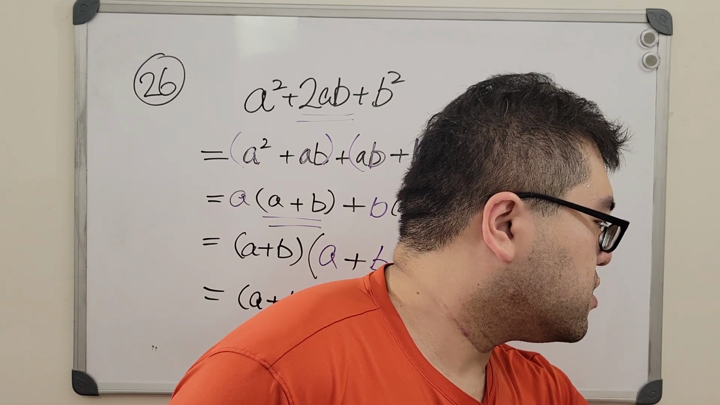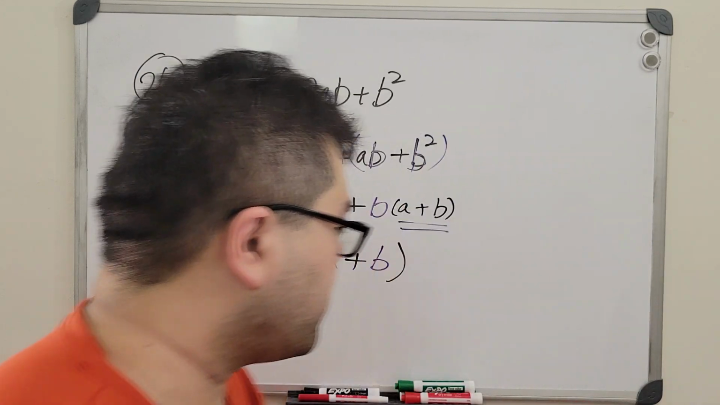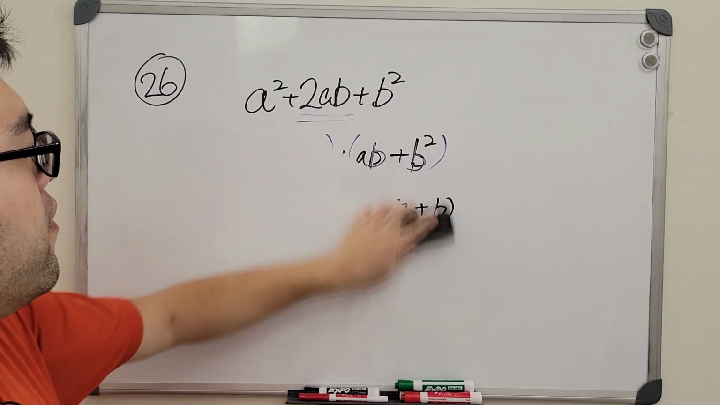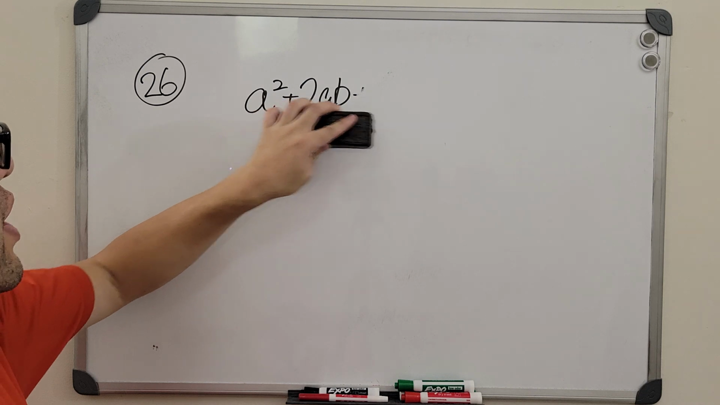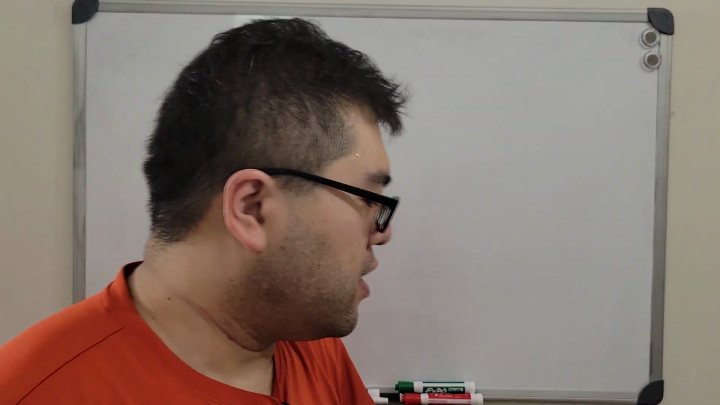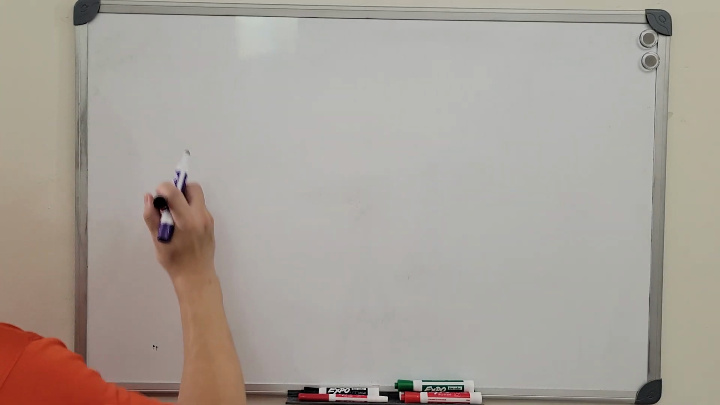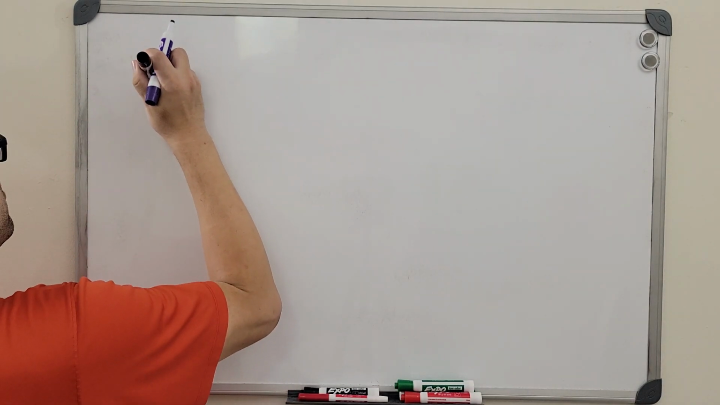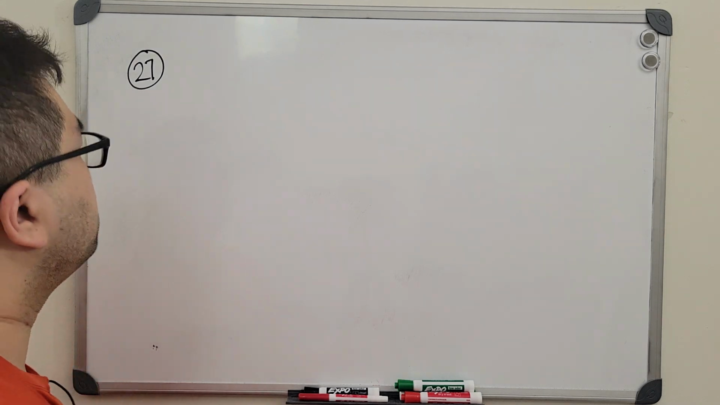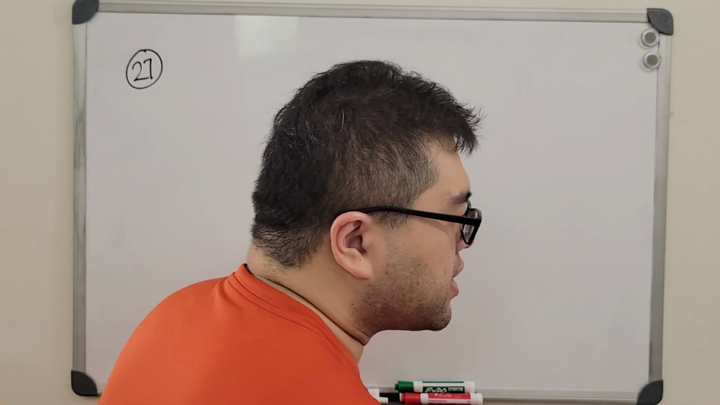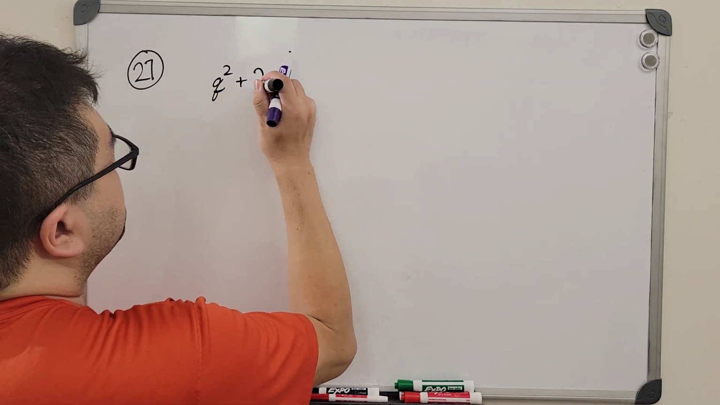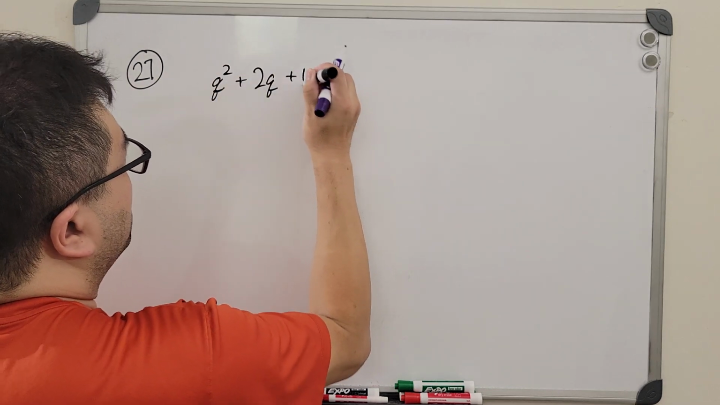Next, we're going to try to see examples of the form a squared plus 2ab plus b squared, and use this formula here. The formula is named the square of the sum. So in this case, we have q squared plus 2q plus 1.